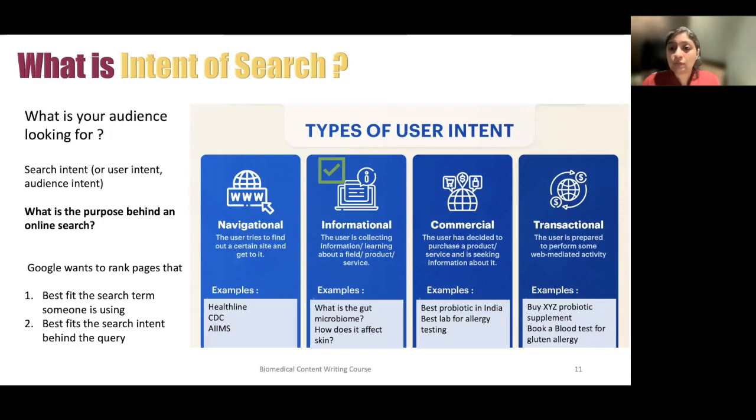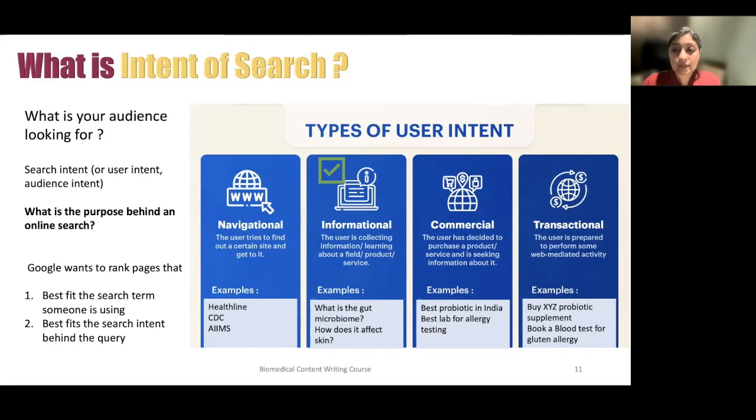Then we move on to commercial. The user has already decided to purchase a product or a service and is seeking more information about it. So now the user has already done their research on what a gut microbiome is, on what a probiotic is, and now wants to do something about it. So then they're looking for best probiotic in India, best lab for allergy testing, right? Because this is an action that they want to take and they're looking for the best options for that.